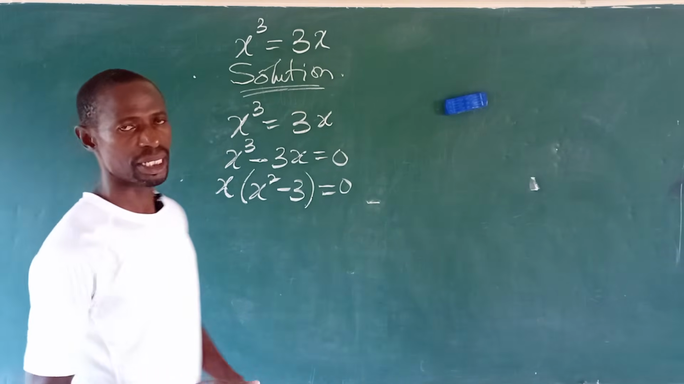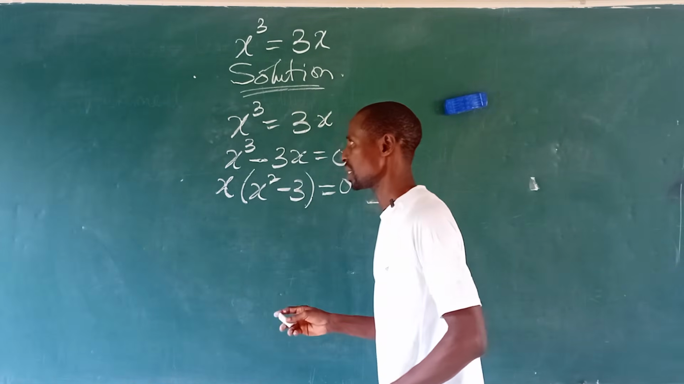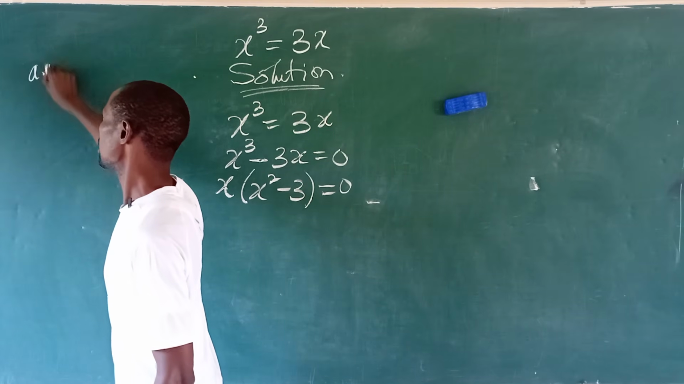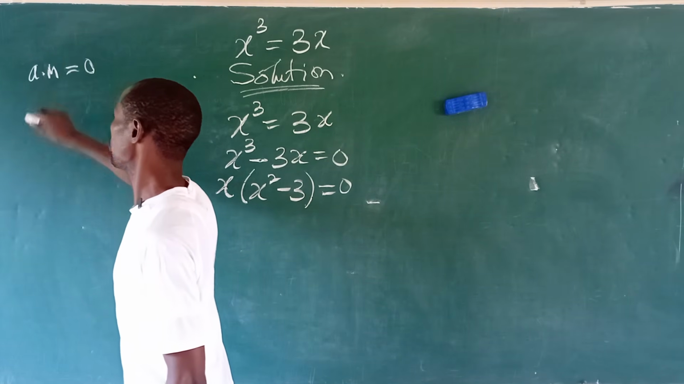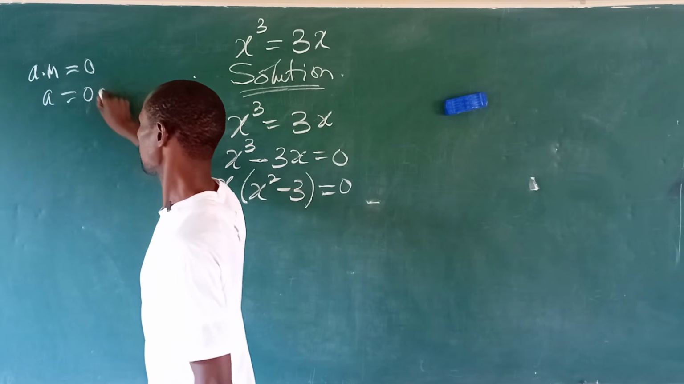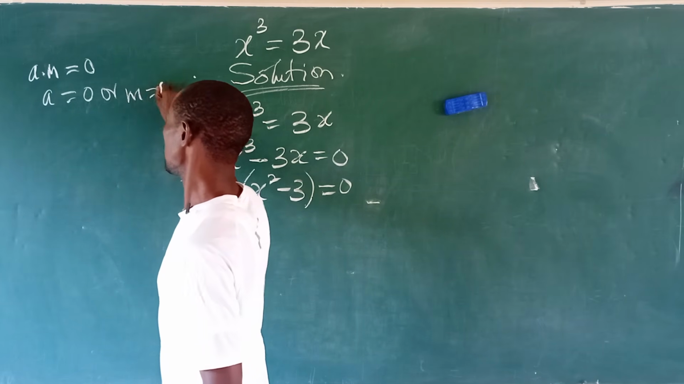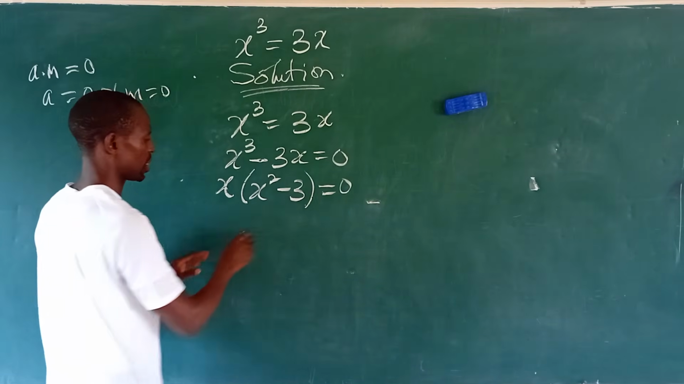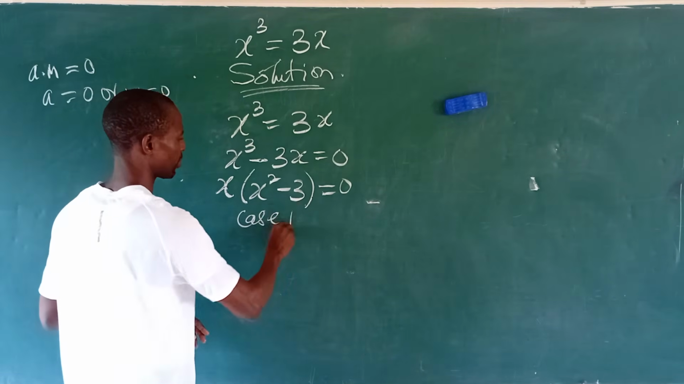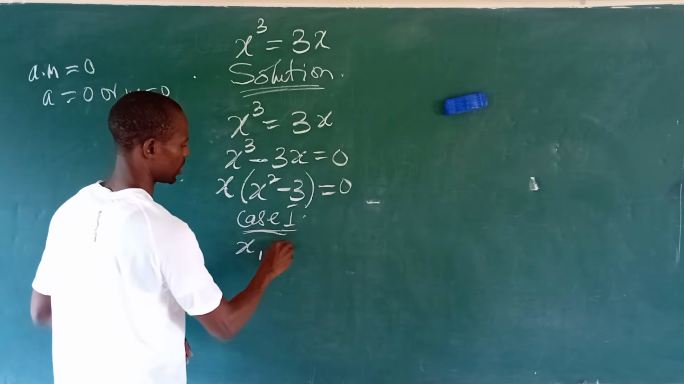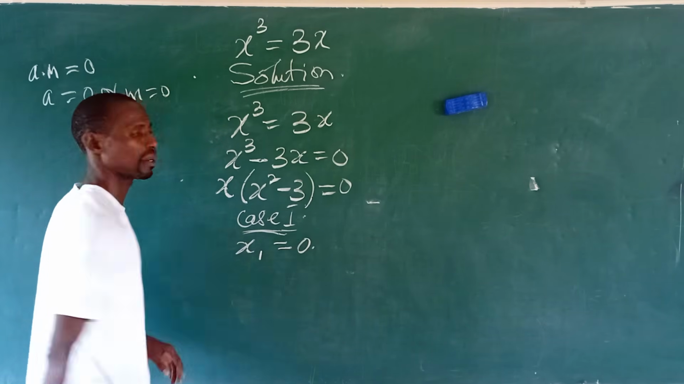So we apply the product property, which says that if a times m equals 0, then it means either a equals 0 or m equals 0. So we can now equate this to 0, equate this to 0. So we have case 1. Our case 1, we're going to have our x1, which equals 0 here.